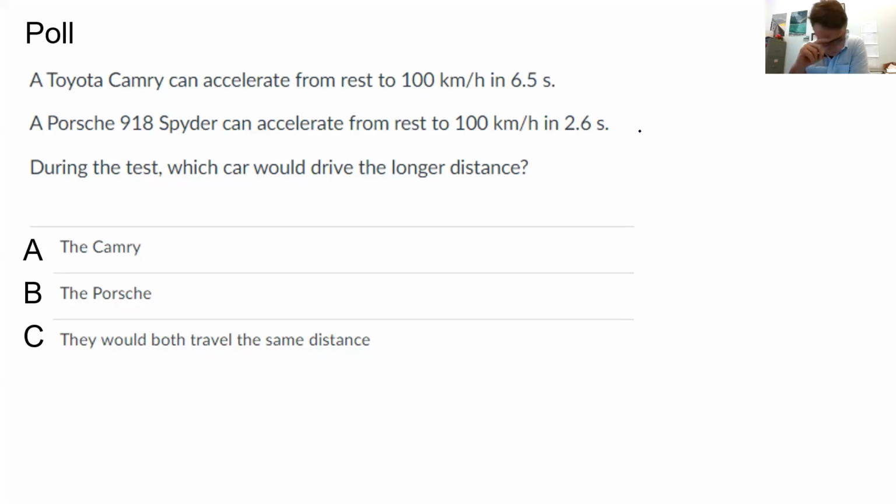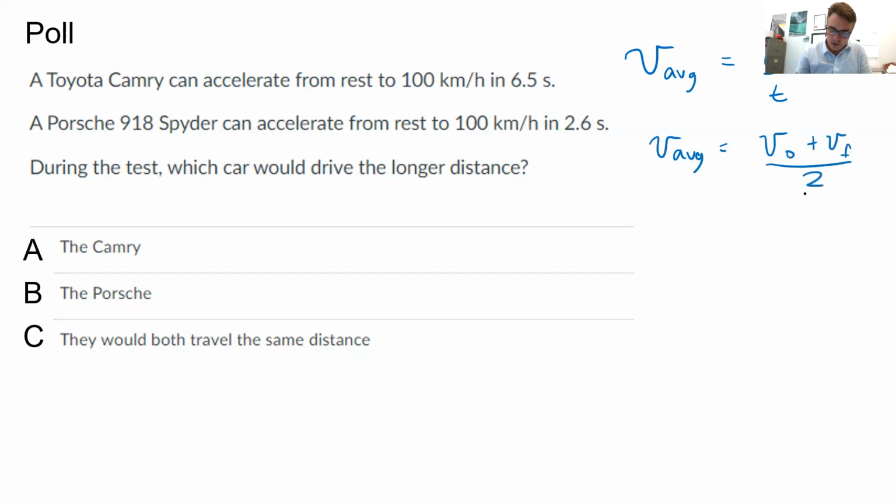So what we should do, I'm thinking, here it is. V average has two equations for it. One is just distance divided by time, and that's even if you're accelerating. The average velocity is the distance divided by time. And if you are accelerating, V average equals (V0 plus V final) divided by 2. And this is true if a is constant.